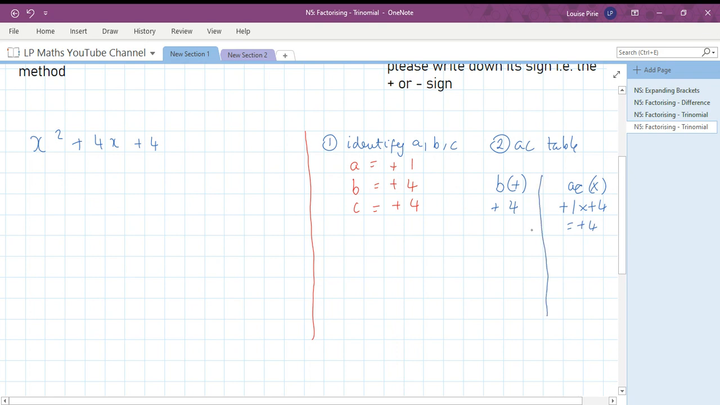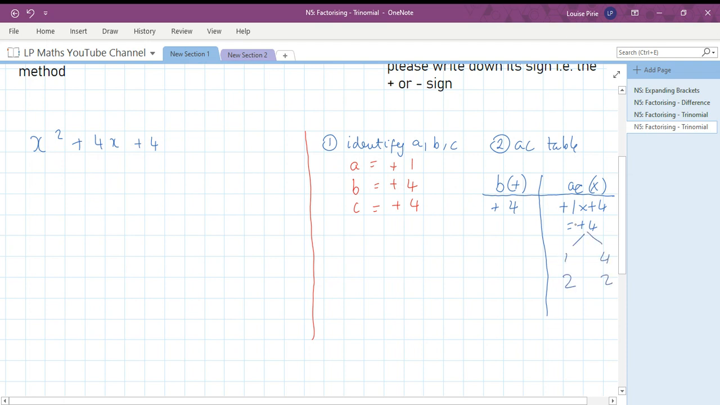Now what I need to do with this is find a factor pair for AC so that when we add it together, we get plus 4x. Now, when I say add, obviously if you add a subtraction, it becomes a subtraction overall, but still you could say you're adding. So that's just a loose term for adding or subtracting.